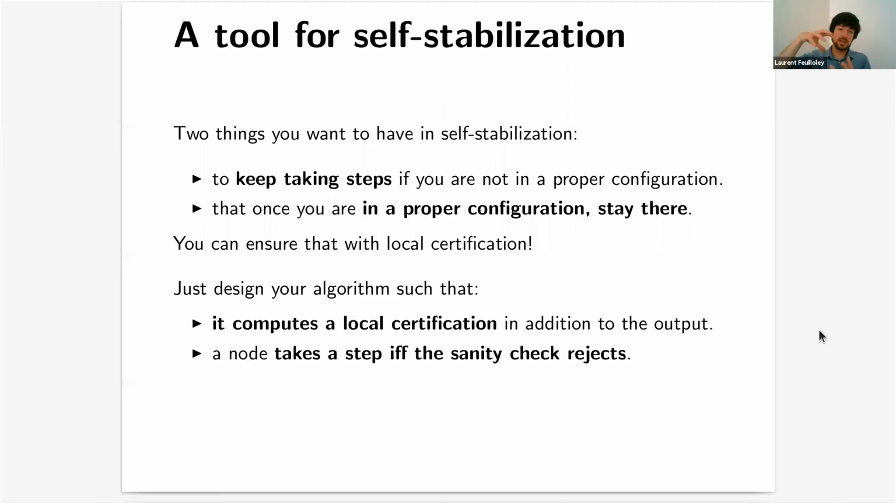How do you do that? So first you ask your algorithm to compute a local certification. So you ask it to not only build the output, but also build this additional information, these labels that will be useful to you. And the second thing is that you make sure that a node takes steps if and only if the sanity check rejects.